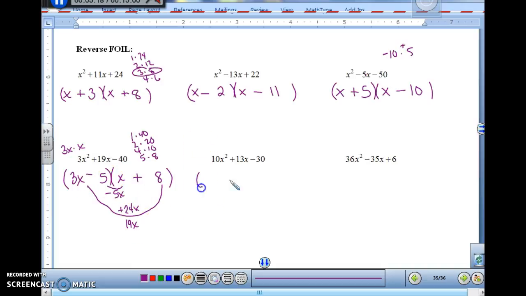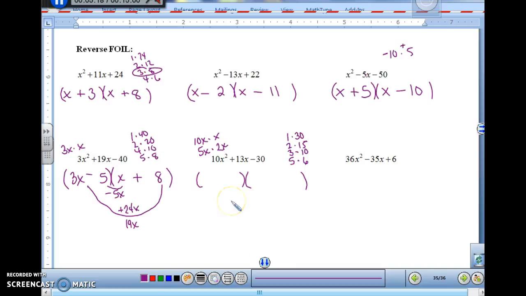All right, so you just have to be considerate of your options when you do these. 10x squared plus 13x minus 30. There's no GCF there. So all I can do is my options for 10x squared. I can either use 10x times x or 5x times 2x. For 30, I can use 1 times 30, 2 times 15, 3 times 10, or 5 times 6. So I have to use some combination of each of these to get this to work.